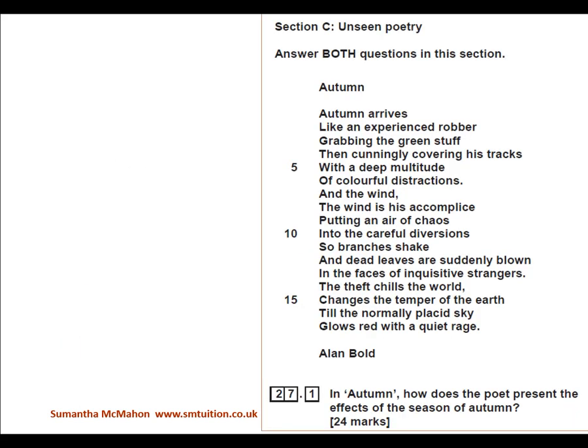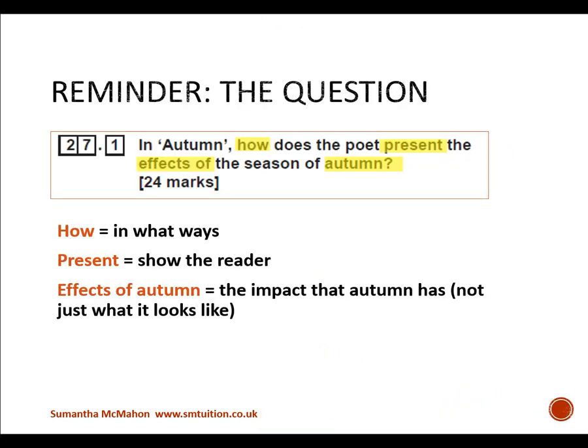Here is the poem we're going to look at. If you need a reminder or have not watched the first video, press pause to have a quick read. And here is a reminder of the question and how we can break it down. Essentially, it is asking us in what ways does the poet show the reader the impact that autumn has, as opposed to simply what the season looks like.